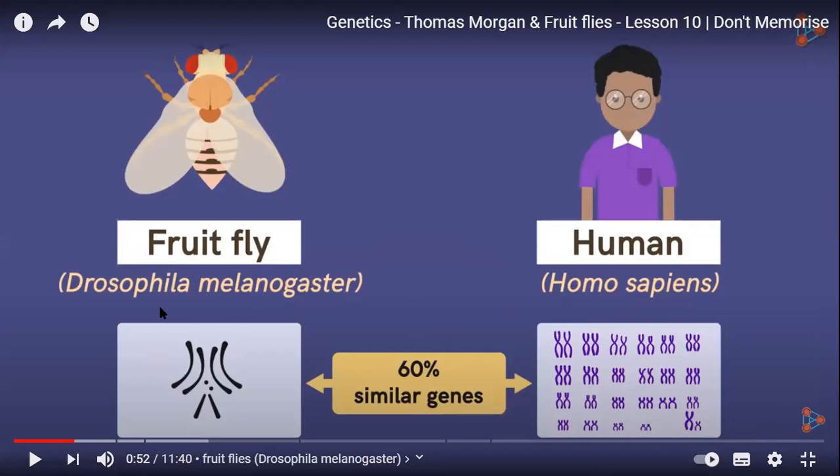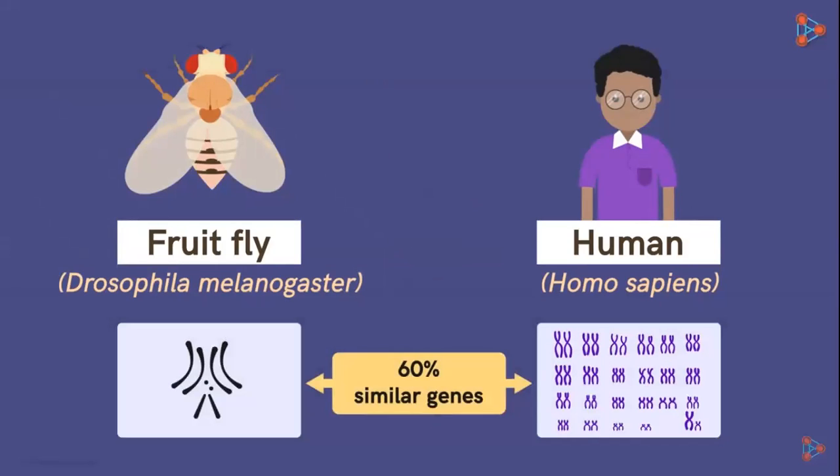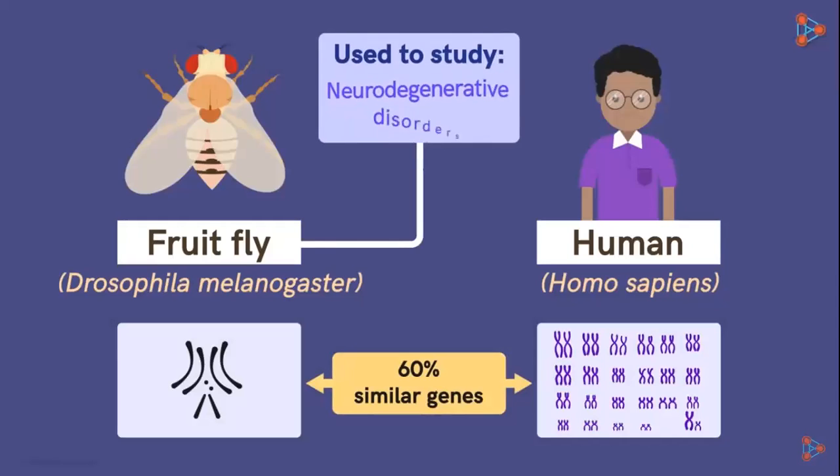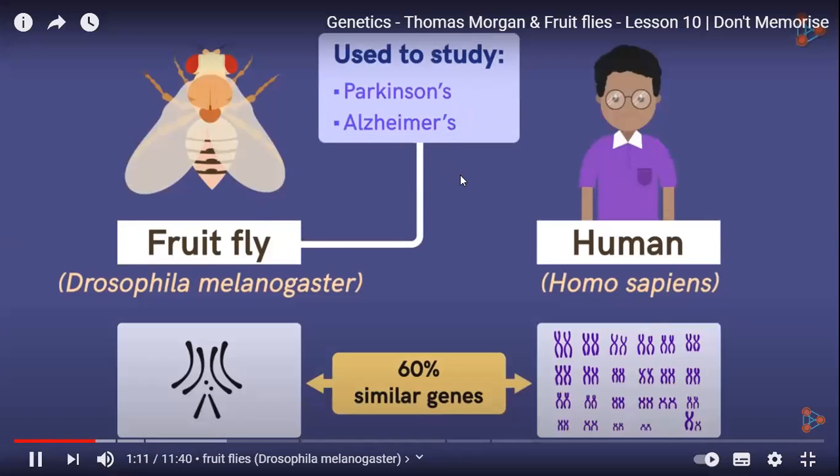Here they have a total number of chromosomes of 8, meaning 4 pairs. But we, our genes are 60% similar to this fruit fly. Just a total of 8 chromosomes in this tiny creature contains around 60% genes similar to the humans. And not only this, but the fruit fly is also used as a model to study the most serious neurodegenerative disorders, including Parkinson's and Alzheimer's.